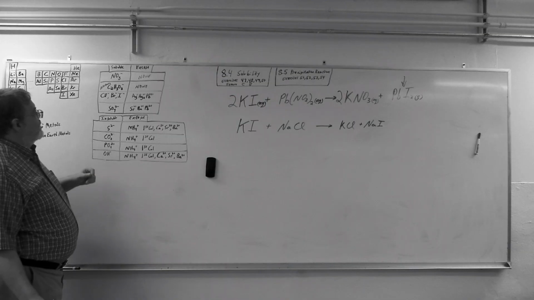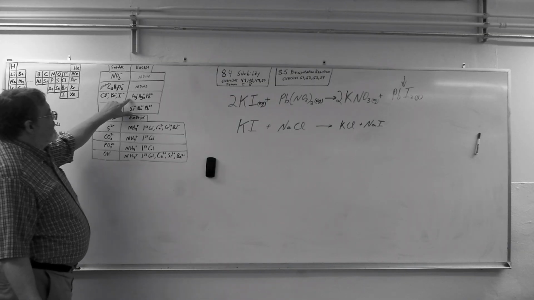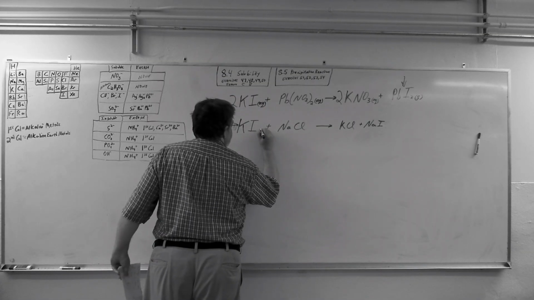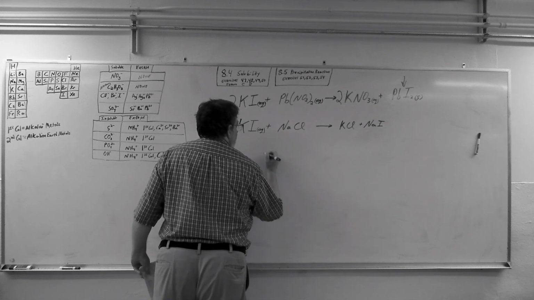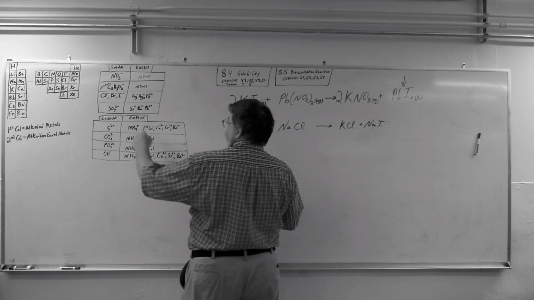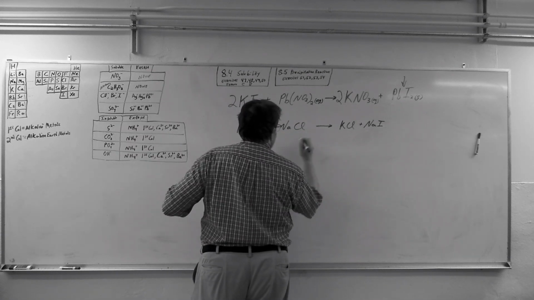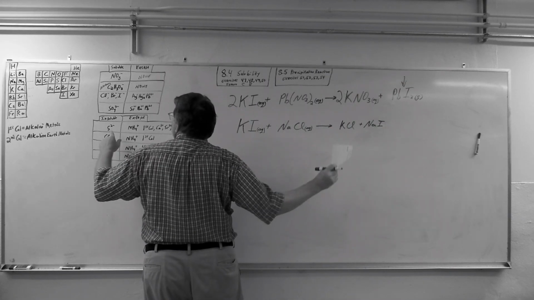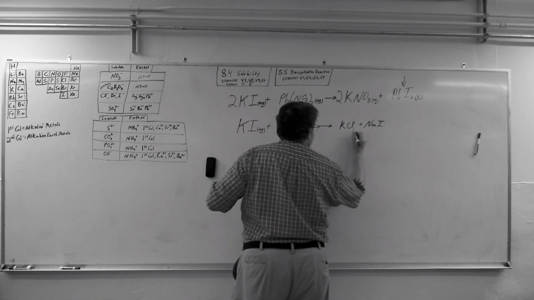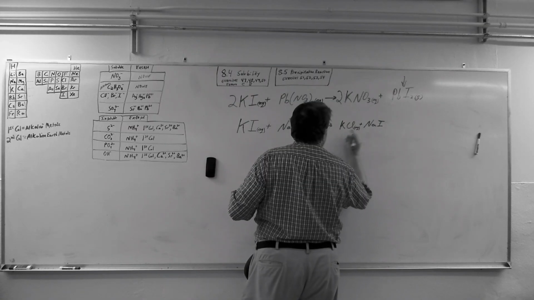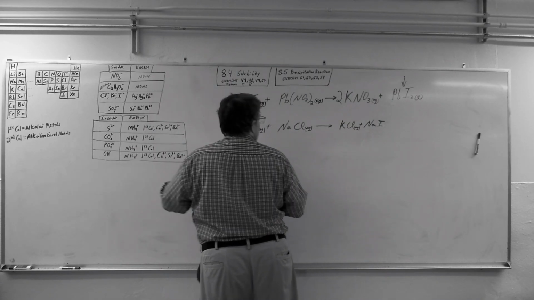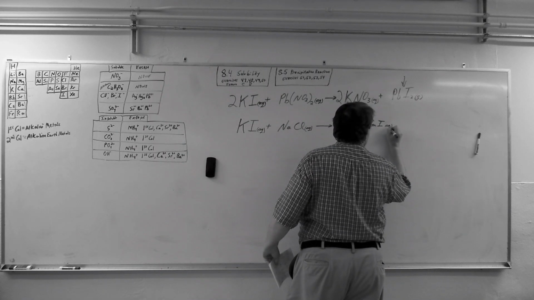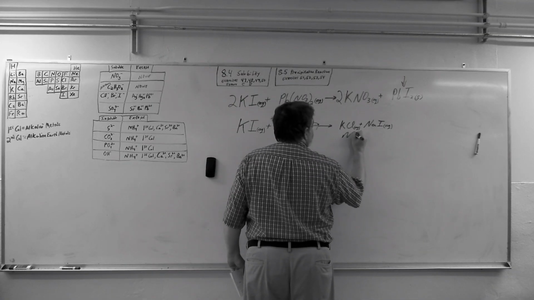Is KI soluble? There's I. It's not in the exception, so this is soluble, aqueous. NaCl. Cl, Na is not over here, so that's aqueous. KCl is aqueous. And NaI is aqueous.